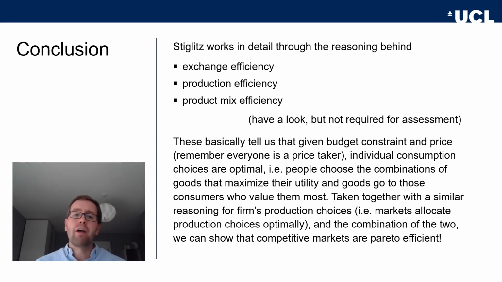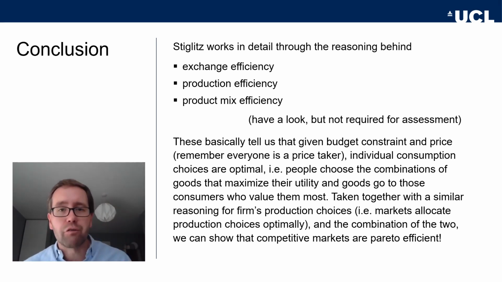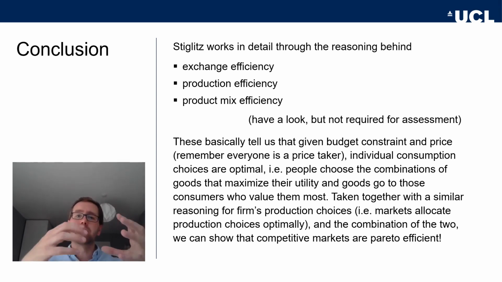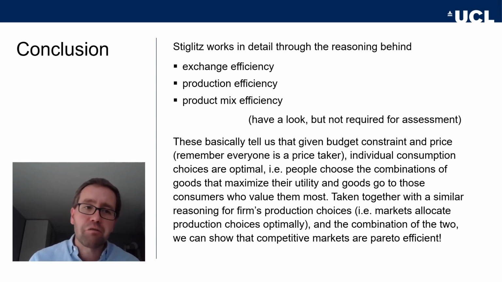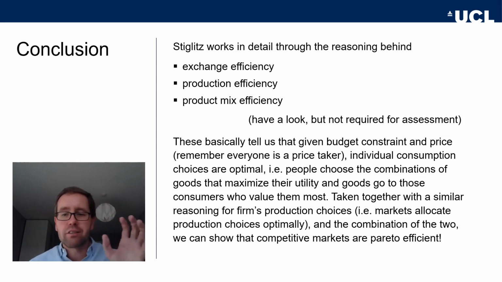Okay, and taken together with the same reasoning for production choices, so allocating the production to the producers who are best able to produce it, or who are able to produce it at the lowest cost, and the combination of these, we can show that competitive markets lead to Pareto efficient outcomes. And that's the big result for today's lecture.